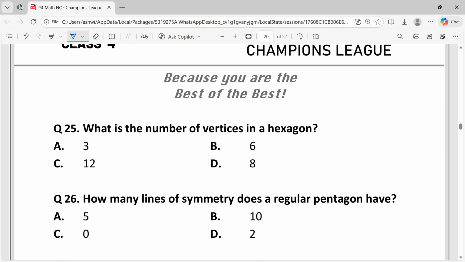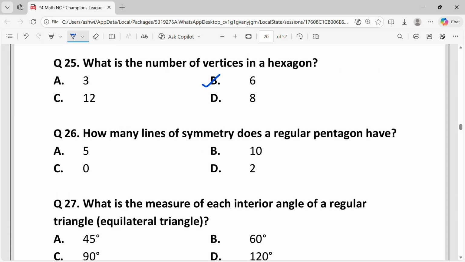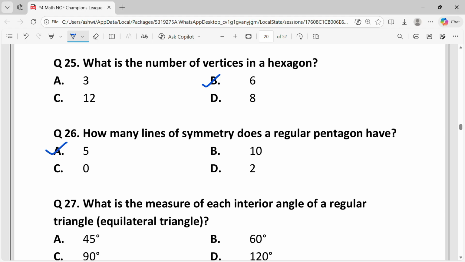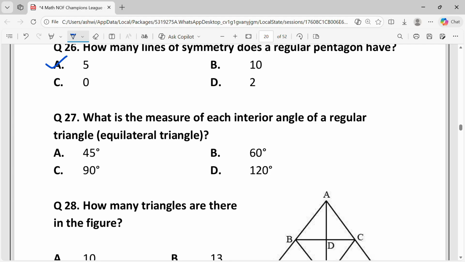Question 25. What is the number of vertices in a hexagon? The number of vertices in a hexagon is 6. Question 26. How many lines of symmetry does a regular pentagon have? A regular polygon has a number of lines of symmetry equal to the number of its sides. So a regular pentagon has 5 lines of symmetry. Question 27. What is the measure of each interior angle of a regular triangle, equilateral triangle? Each angle of an equilateral triangle measures 60 degrees.